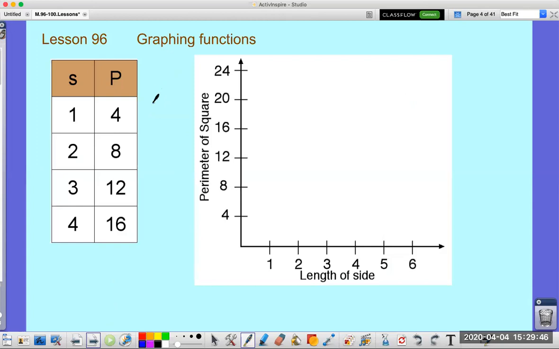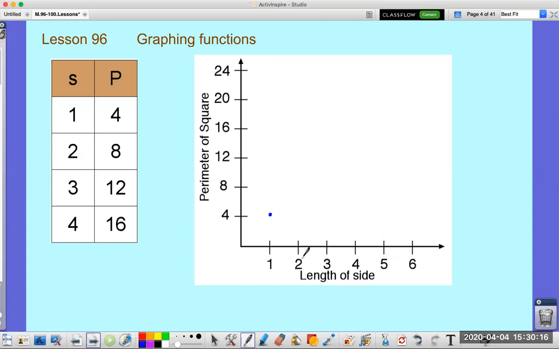If we're graphing functions, for this one you can see that the side is 1 and the perimeter is 4. Side equals 2, the perimeter is 8. Side equals 3, the perimeter is 12. So if the length of the side is 1 and the perimeter is 4, we would graph that. It looks like it'd be right here. This length of side is here, perimeter of a square is here. So I just put that in that position.